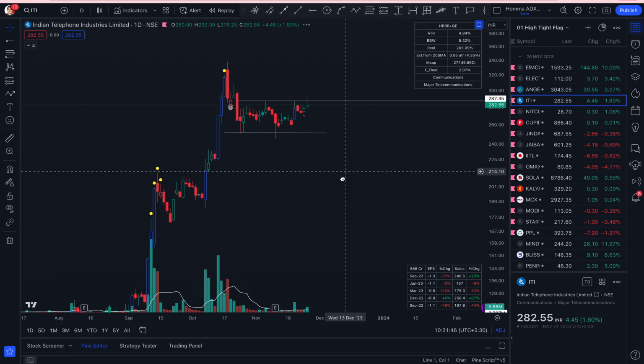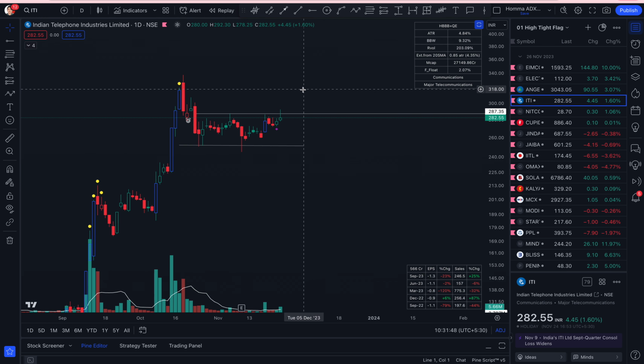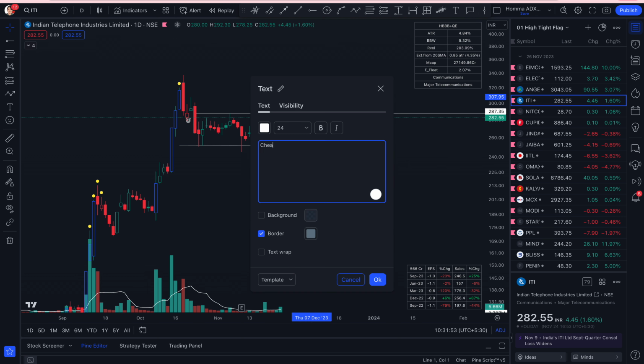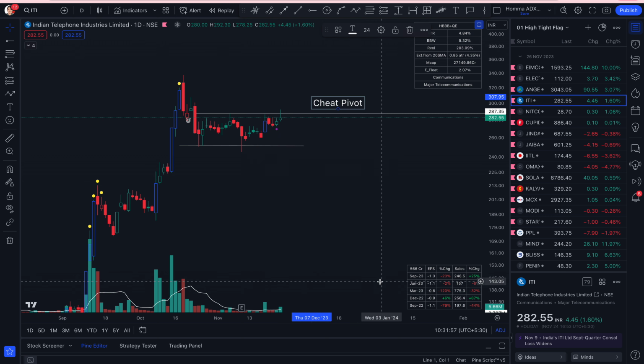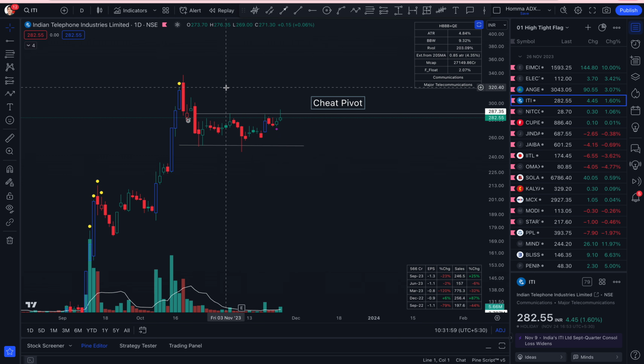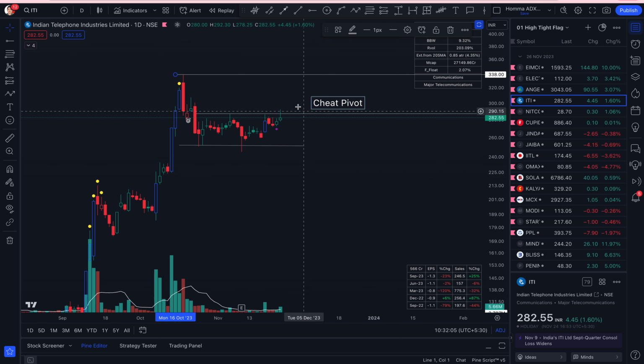The second kind of entry is called a cheat entry. Now what's a cheat entry? A cheat entry is an entry above the cheat pivot, and the cheat pivot is basically any pivot inside the base which is not the O'Neill pivot. So here, which is the O'Neill pivot? This is the O'Neill pivot, and anything else, so right now this is the pivot.